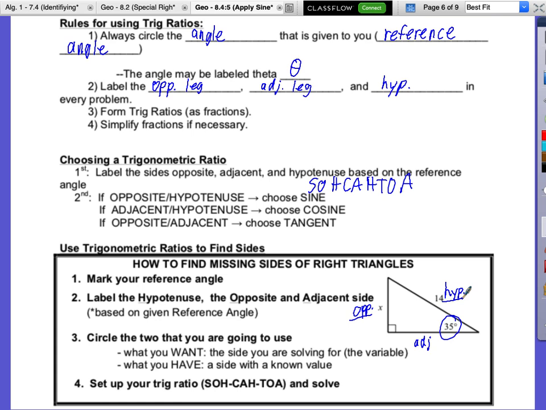Now, which one of our trig ratios deals with opposite and hypotenuse? O and H. Sine. If we look at SOHCAHTOA, sine deals with the opposite and hypotenuse. So we're going to do sine. So what we're going to say is sine of an angle. What's our angle? 35. Sine of 35 degrees in parentheses.